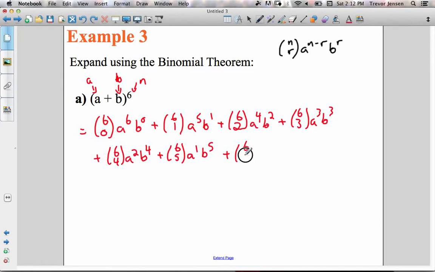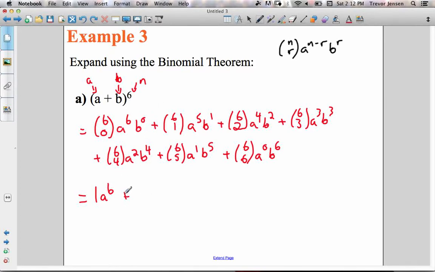Plus 6 choose 6, and this is going to be my last term because my n and my r values have now reached the same value. a to the 6 minus 6, which is 0. b to the r, where my r value is 6. So there we go. Now I just have to simplify all of this. For my first term, 6 choose 0 is equal to 1. So I have 1 a to the 6, because b to the 0 means the b is gone, because b to the 0 equals 1.